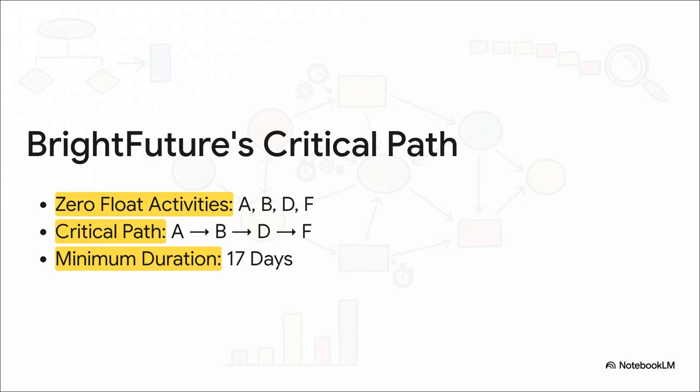So here it is for Bright Future Ltd. The activities with 0 float are A, B, D, and F. And that sequence right there, that is our critical path. This also confirms what we suspected. The minimum time to complete this entire project is 17 days.